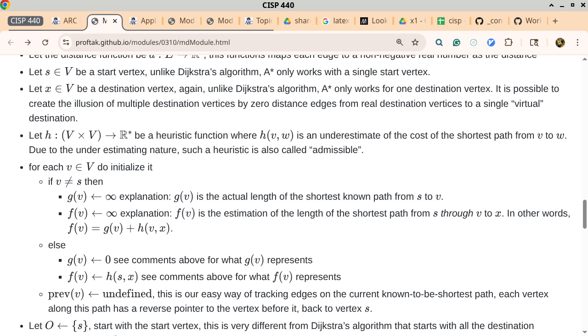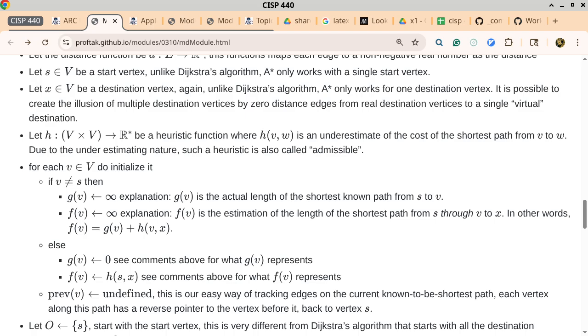Very good. We don't really know the length of the shortest path from V to X. So instead, we estimate. This estimation is expressed as H of V, X, the heuristic value from vertex V to vertex X. So when you add these two, G of V and H of V, X, then you have a non-overestimating distance from the start vertex through vertex V to the destination.